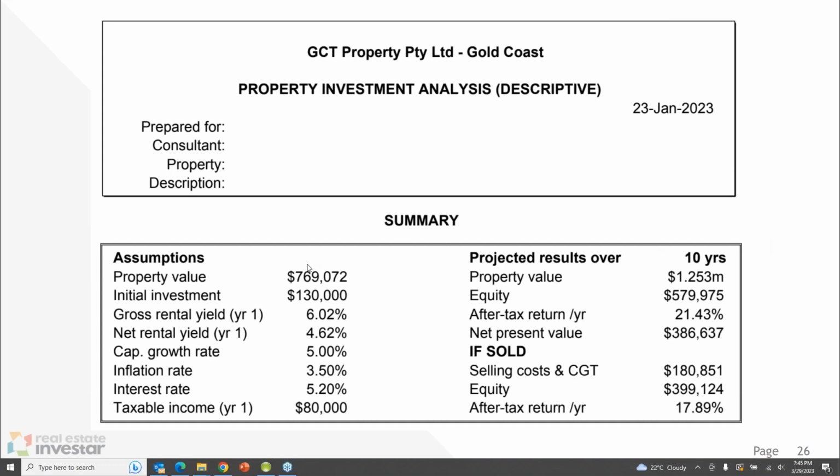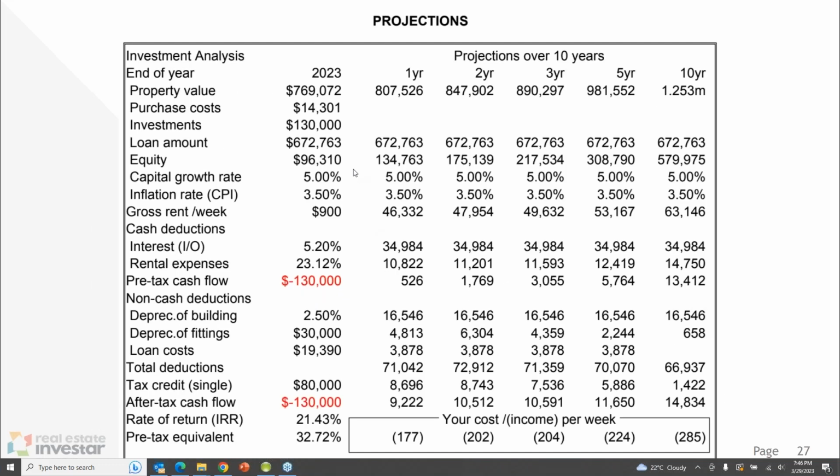So purchase price, 769,000. Used a deposit of 130,000. So that's about 10% plus purchase costs. Now this would be tailored to your specific situation, but again, it's just using some generic numbers. And a single person buying this investment property on a taxable income of about 80,000. So this is a property investment analysis. This is the cover page which shows the detail.